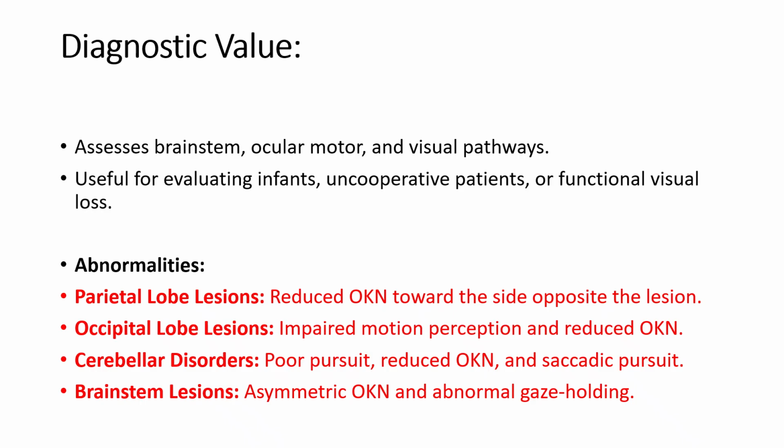Abnormalities. Parietal lobe lesions produce reduced optokinetic nystagmus towards the side opposite the lesion. Occipital lobe lesions cause impaired motion perception and reduced optokinetic nystagmus. Cerebellar disorders cause poor pursuit, reduced optokinetic nystagmus, and saccadic pursuits. Brainstem lesions cause asymmetric optokinetic nystagmus and abnormal gaze holding.